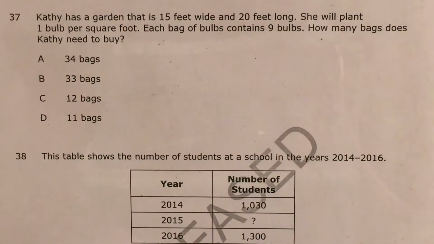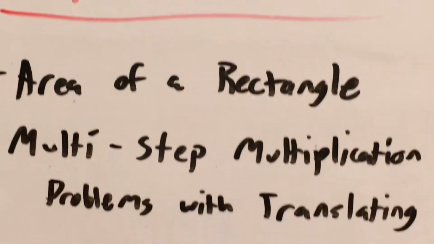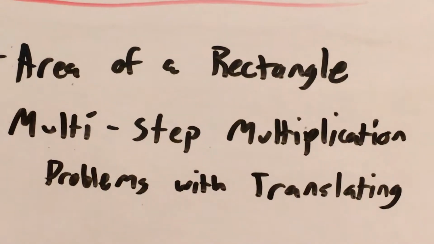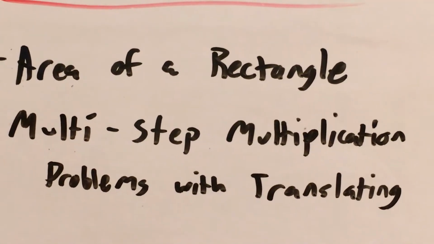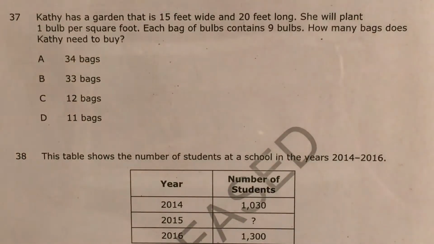Alright, so in order to do a question like this and do it really well, we're going to use the area of a rectangle, which is going to tie into multiplication, but this is going to have multiple steps to it, and we're also going to need to do some translating. So there's a lot going on here, but if you've watched the other videos that we've done, none of this should be unfamiliar. We've covered every idea in this question at least once before, so we're going to just do what we've always done, and we're going to figure it out.